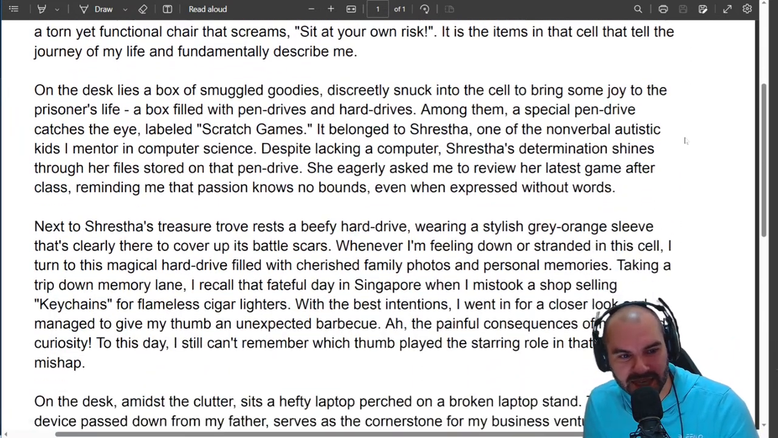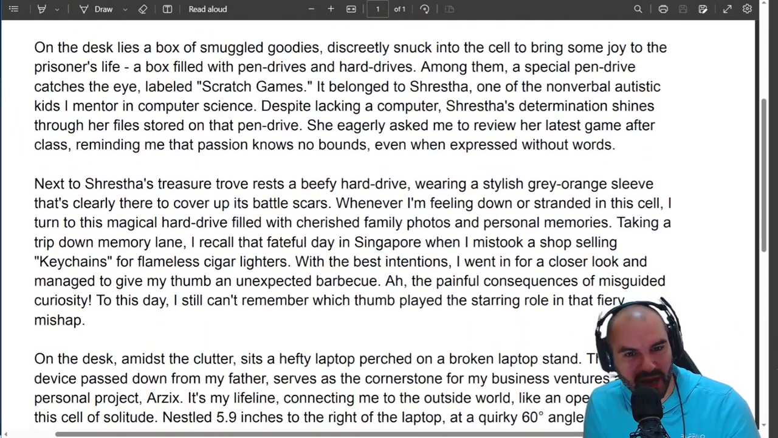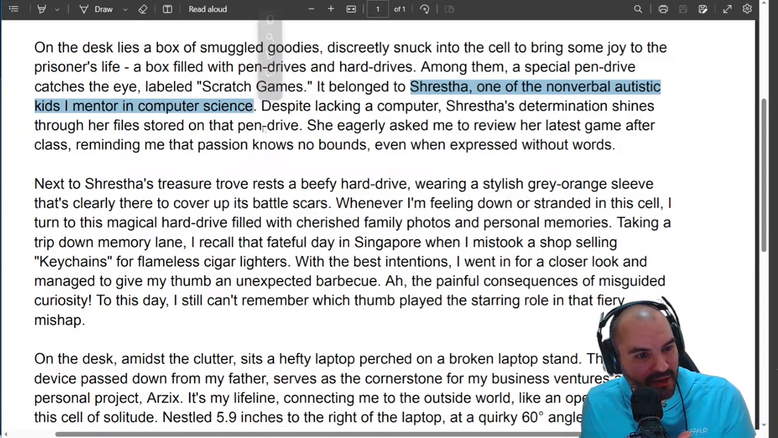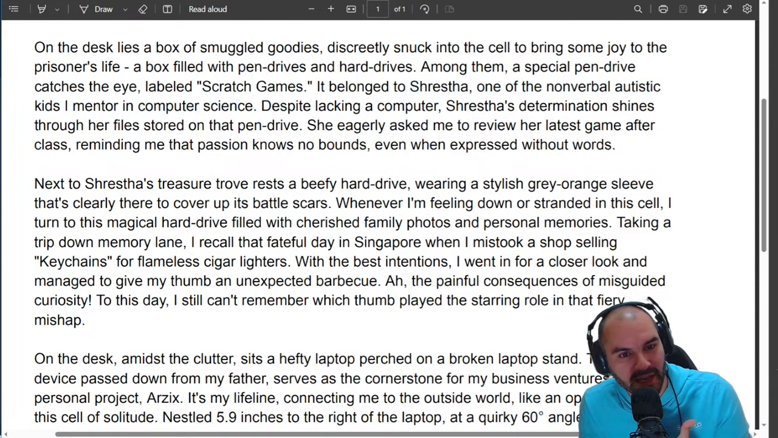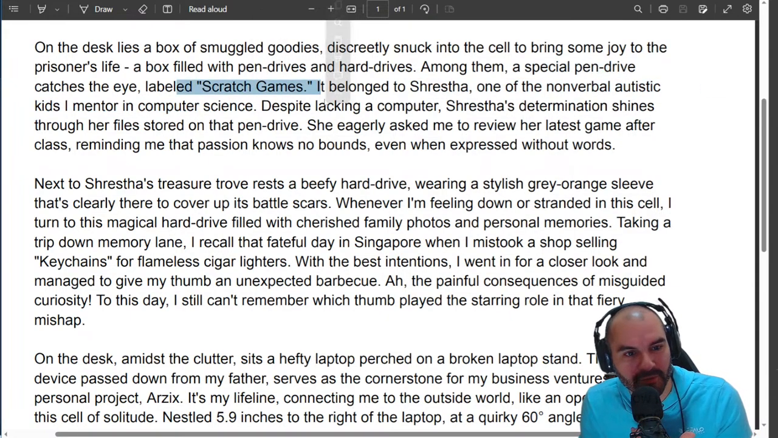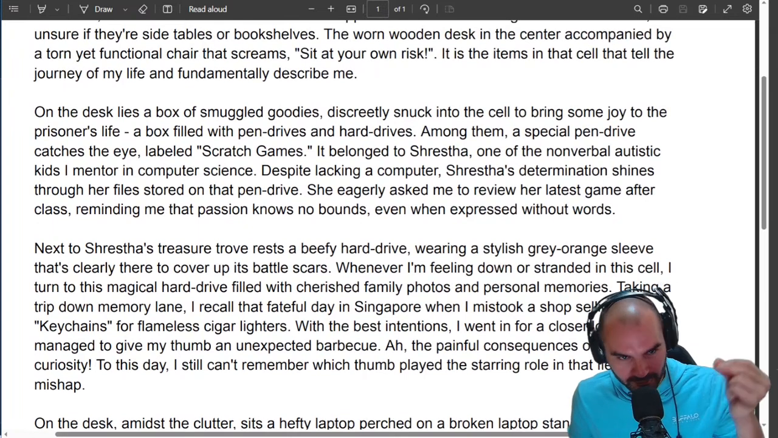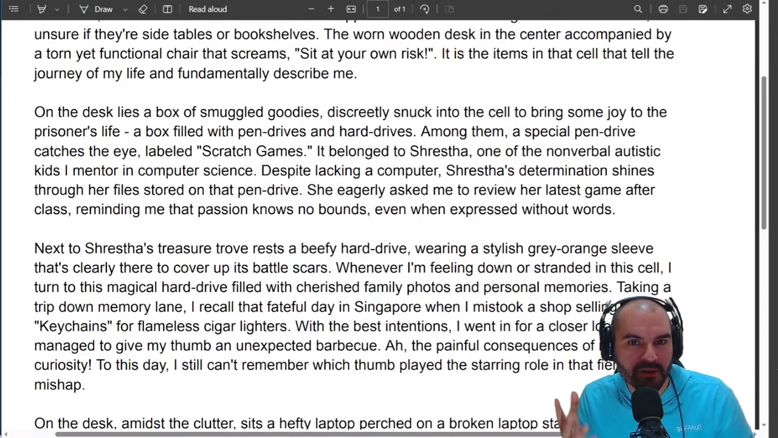And I think it's interesting that you've described this space really well, and you've added some details about you through the things that you're describing, which is kind of similar to what I was doing. I think that's cool. This idea of mentoring kids in computer science, having pen drives from them so that you could review their games, that seems really neat. And I think it's cool that you've included that. That's a really good way. See, this is a good learning opportunity for everybody.